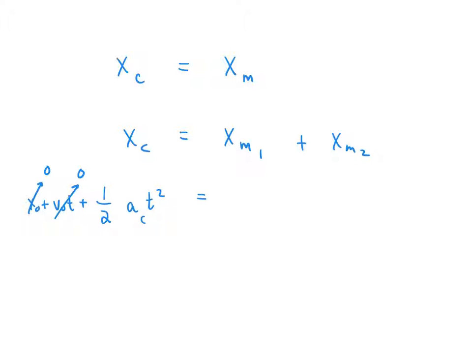Now, for the motorcycle, we have two types of motion here, right? First, we have accelerated motion. But since it tops out at 58.8, eventually it's going to move with a constant velocity. So the second part of this is going to be the constant velocity of the motorcycle in part 2 times t.